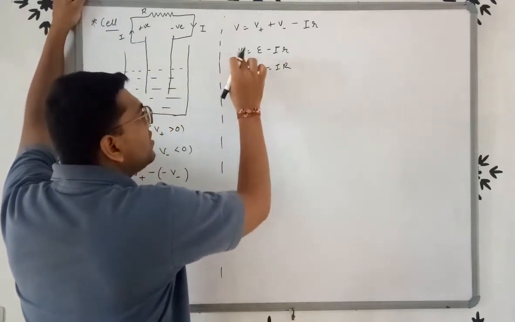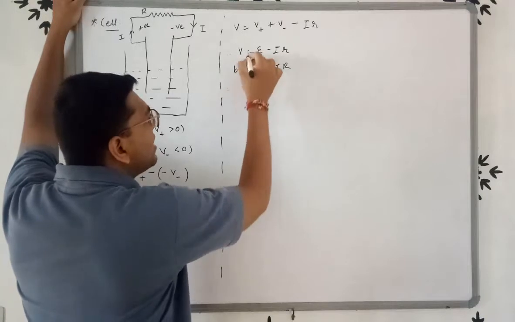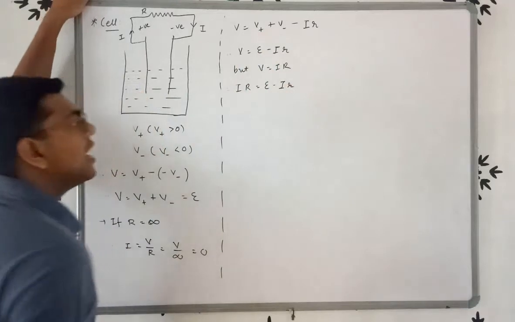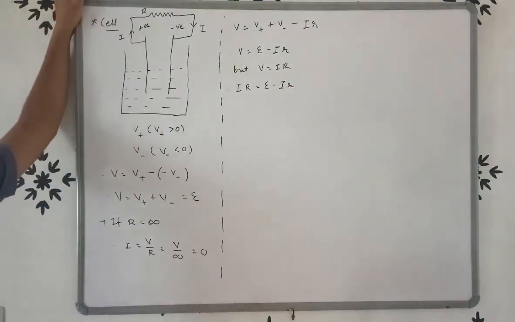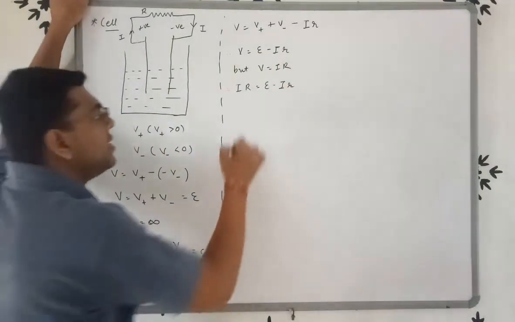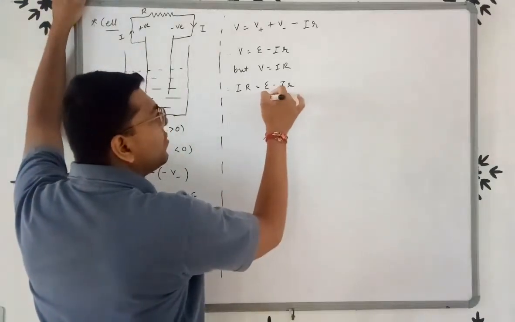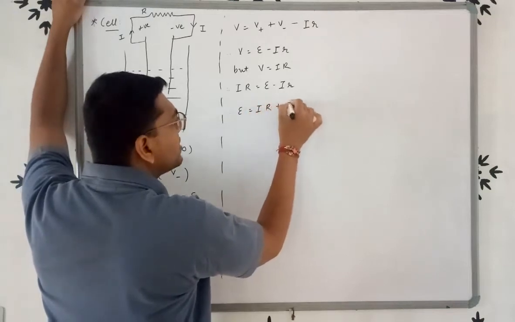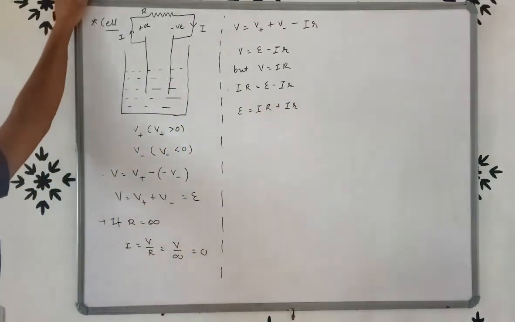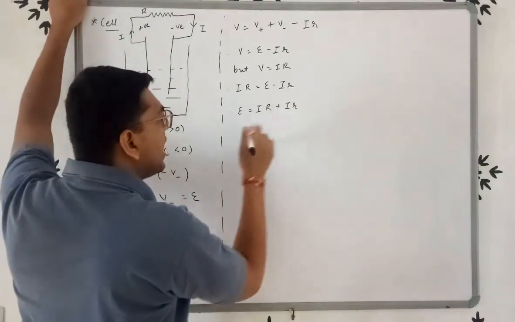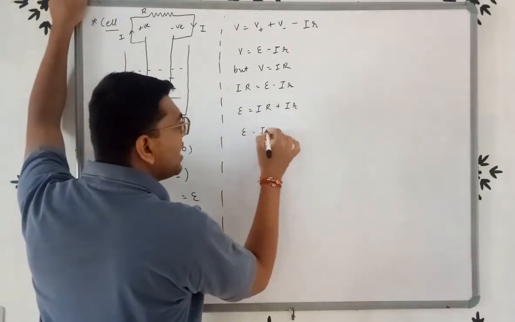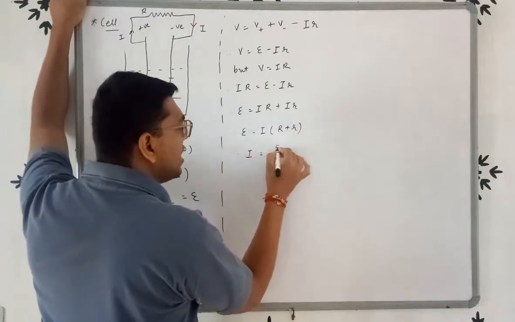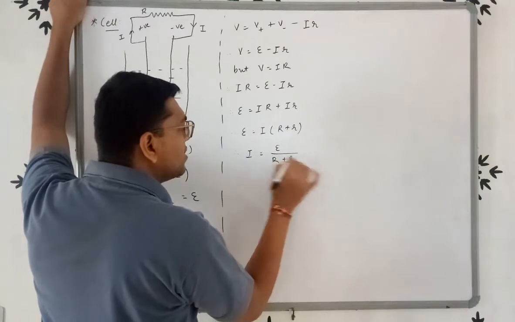So here, if we put the value of capital V equals IR in this equation, then I into capital R is equal to EMF minus I into small r. Now, if we want to find the current, then we have to formulate I. So EMF E is equal to I into capital R plus I into small r. If we take I common, then EMF is equal to I times capital R plus small r. So I is equal to EMF upon capital R plus small r.